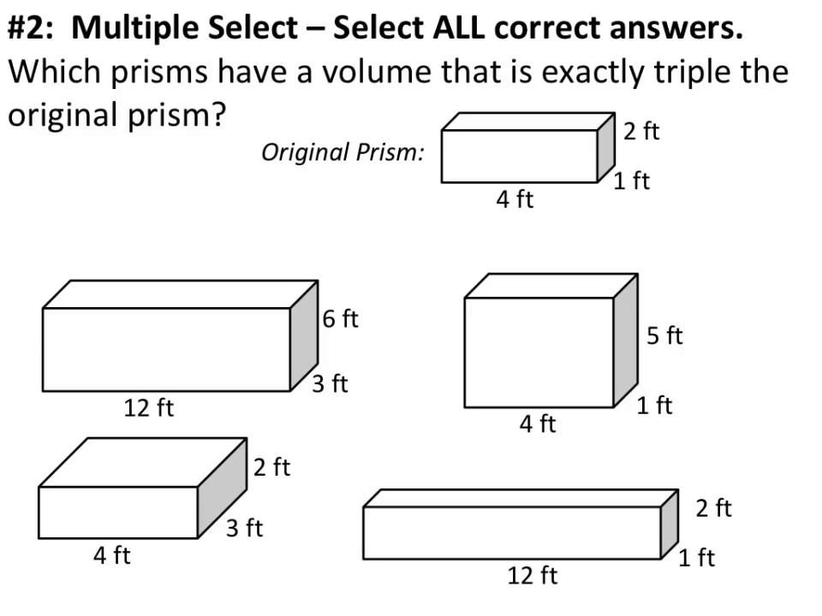This next example is also multiple choice, and it's asking us to find which prisms have a volume that is exactly triple the original prism. So we need to look for a prism that has one of the dimensions, only one, that's tripled compared to the original prism. The original prism has a length of 4 feet, a width of 1 foot, and a height of 2 feet. Which of these prisms, and there might be more than one right answer, has a volume that is exactly triple the original prism? So pause the video now and try this on your own. When you're ready, hit play.